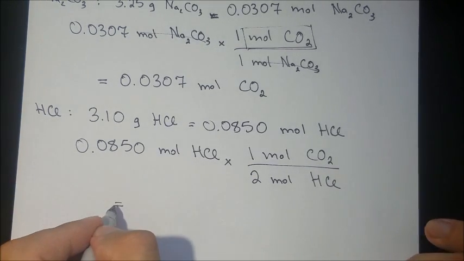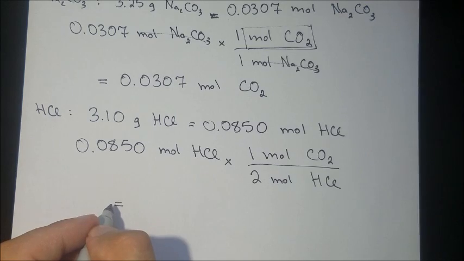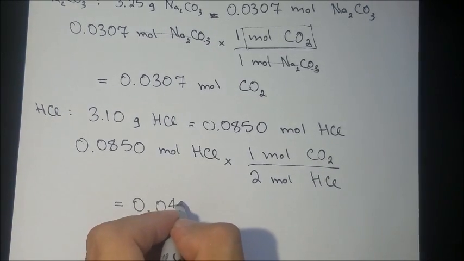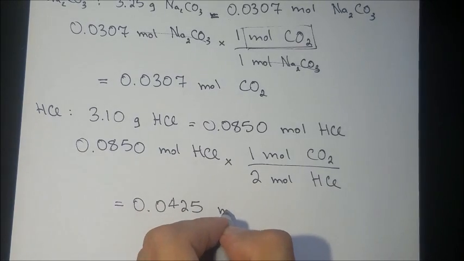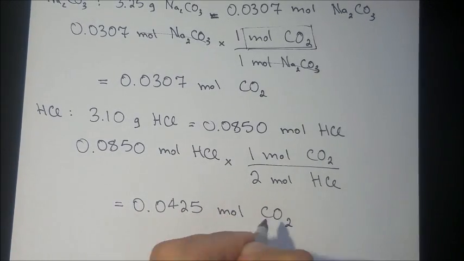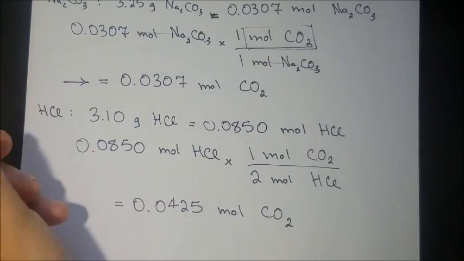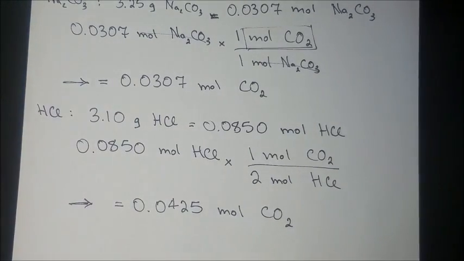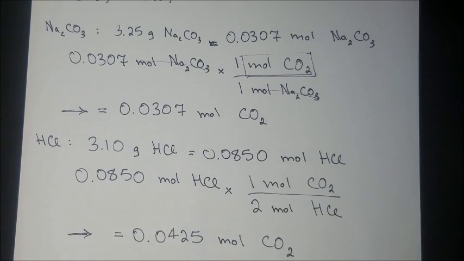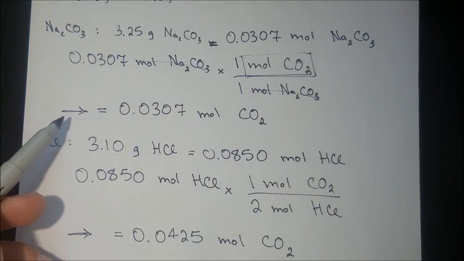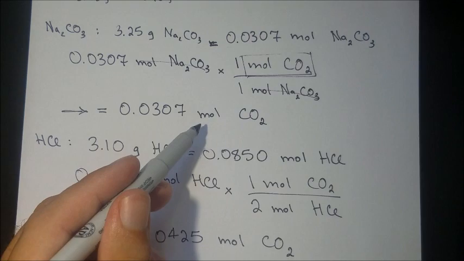And that is going to equal 0.0425 moles of CO2. So now, using these two numbers, once again, which of these two is it going to be? Is it going to be sodium carbonate or hydrochloric acid that is going to be our limiting reactant? And it's going to be the sodium carbonate. And we know that because we end up making less CO2 with that one.